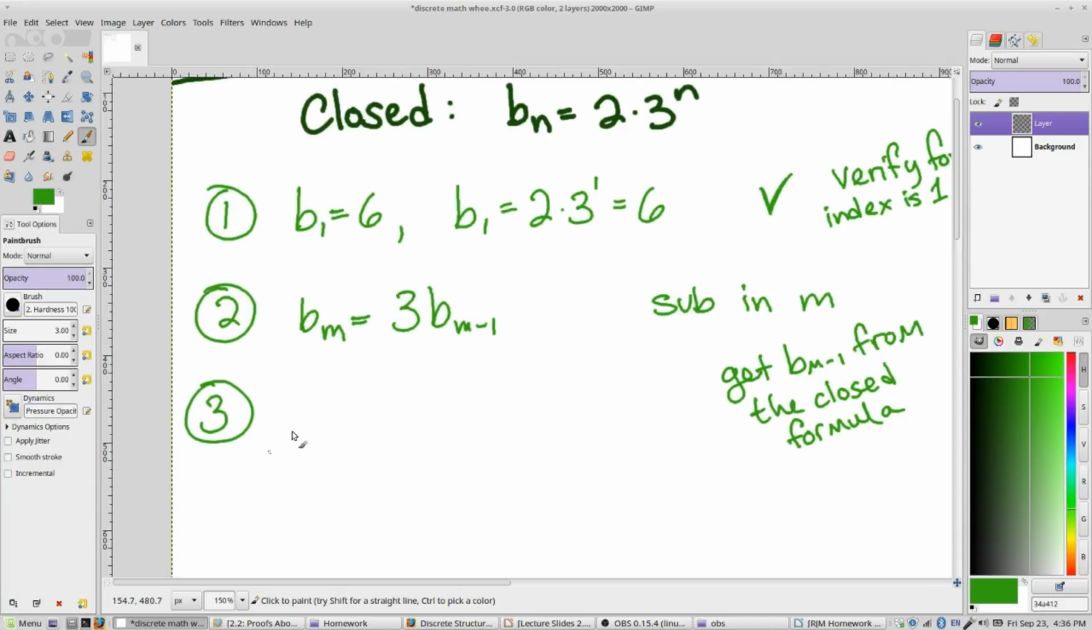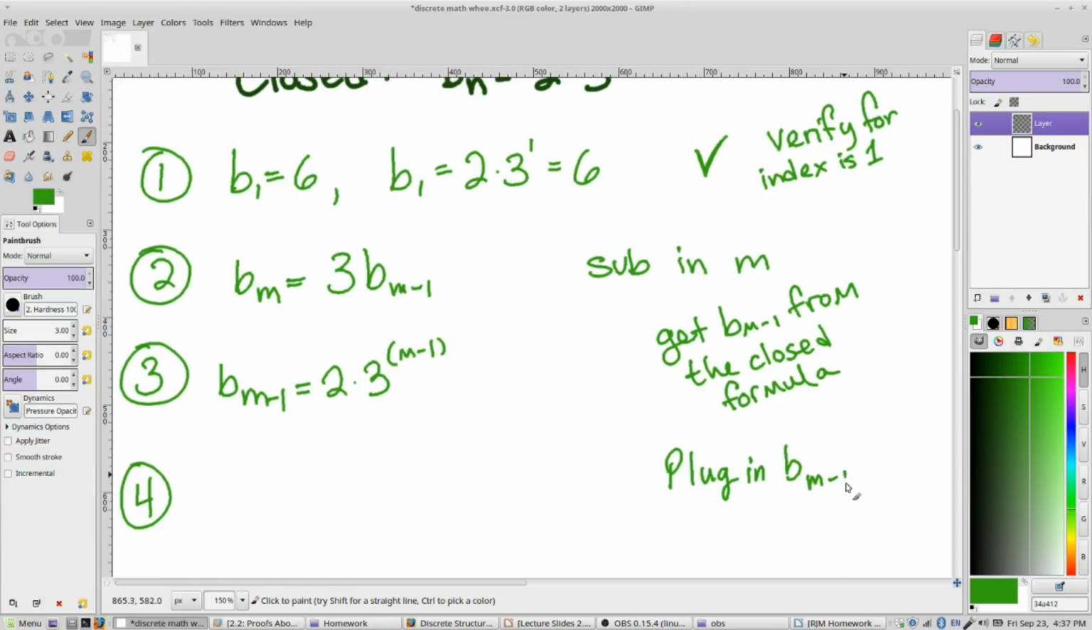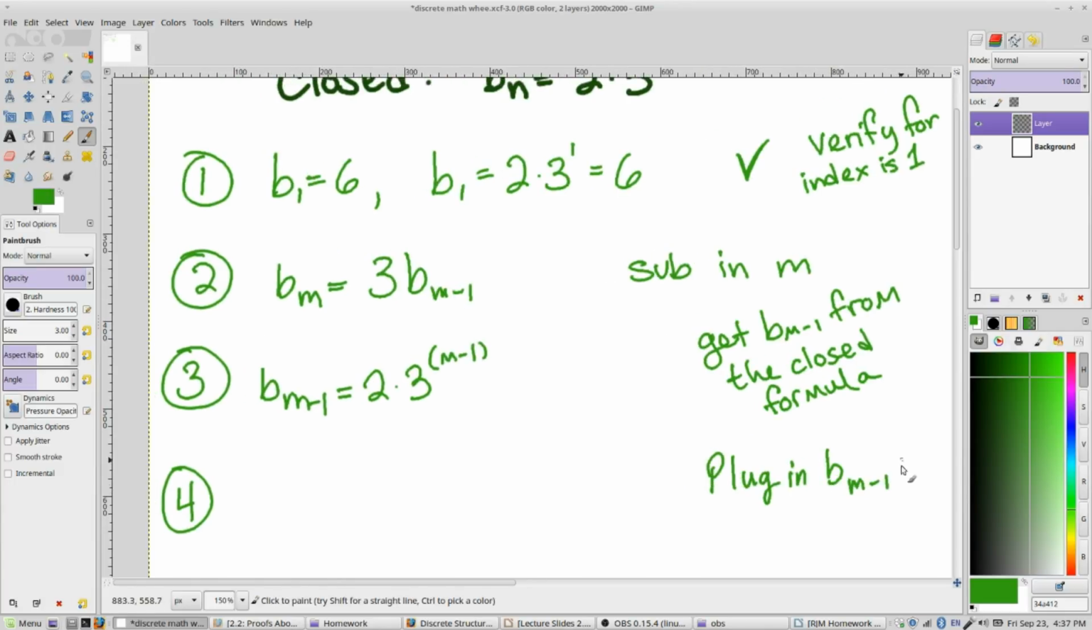Okay, so from this we can say b sub m minus 1 is equal to 2 times 3 to the m minus 1. So then we have this, we'll plug it back in, that will be number 4. Plug b sub m minus 1 back into number 2. So b sub m is equal to 3 times this part, 2 times 3 to the m minus 1.